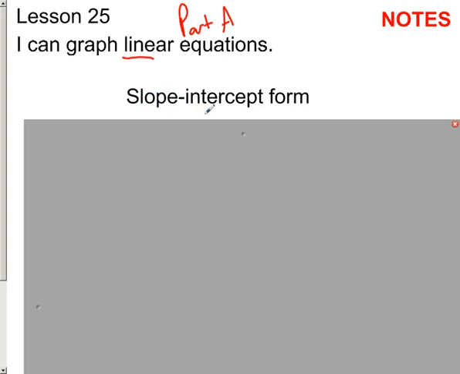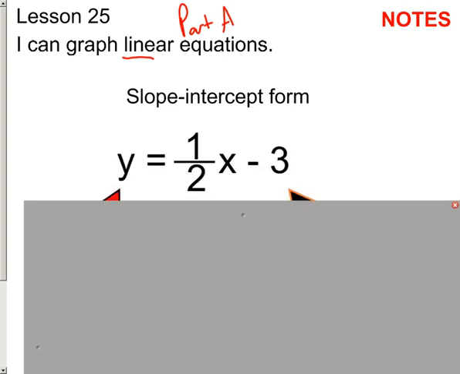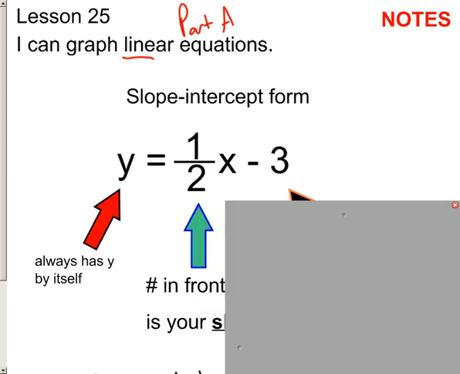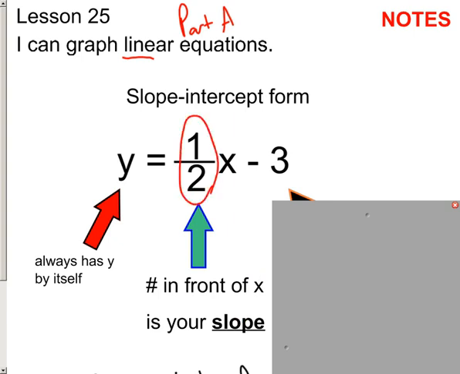It's called slope-intercept form, and it looks like this. The y is all by itself. See this y? There's nothing on that side of the equal sign except the y. The next thing that you notice is that there's a number in front of this x. That number in front of the x is what we call the slope. So 1/2 we would say is our slope.